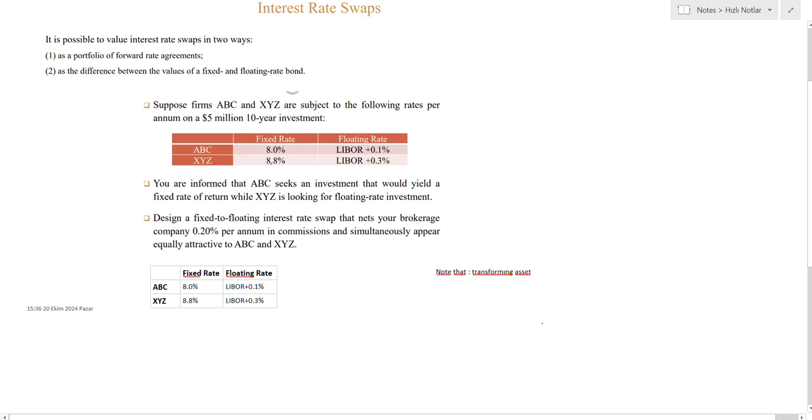So for XYZ, 8.8% and LIBOR plus 0.3% for the floating rate. So by the way, LIBOR means London International Bank Offer Rate for the floating rate investment and floating rate interest, and it is identified by the banks randomly.